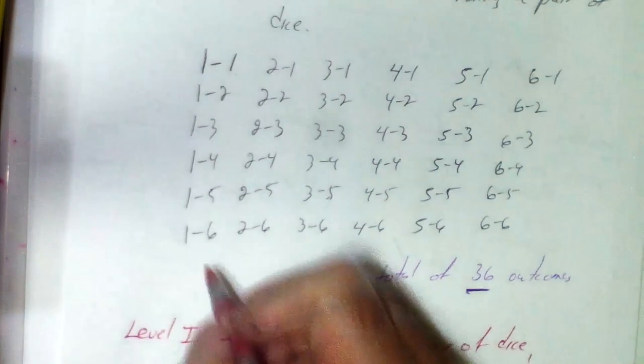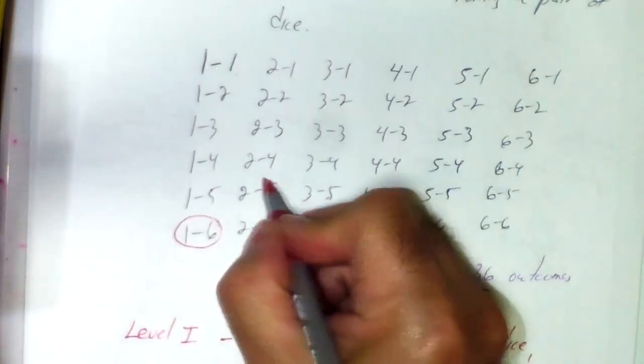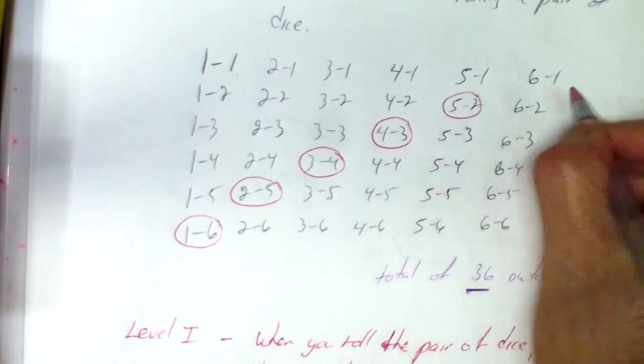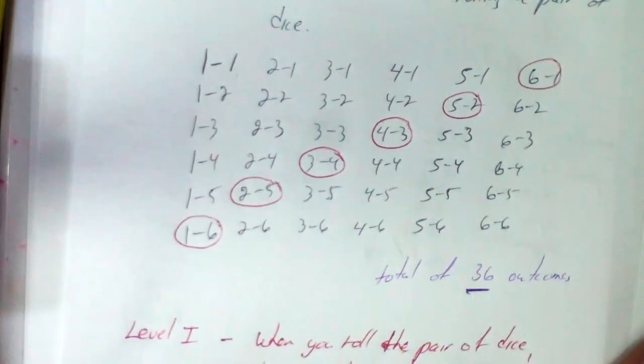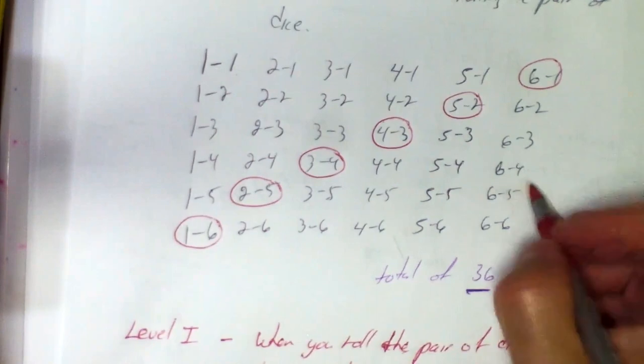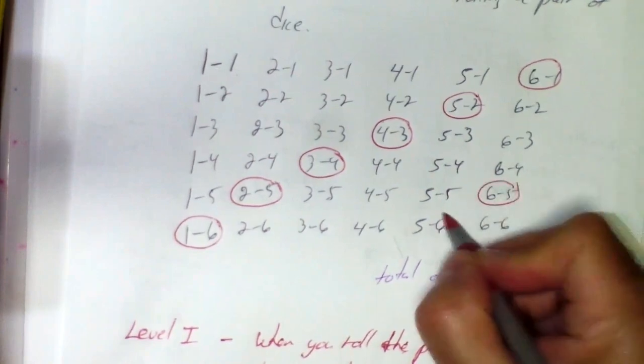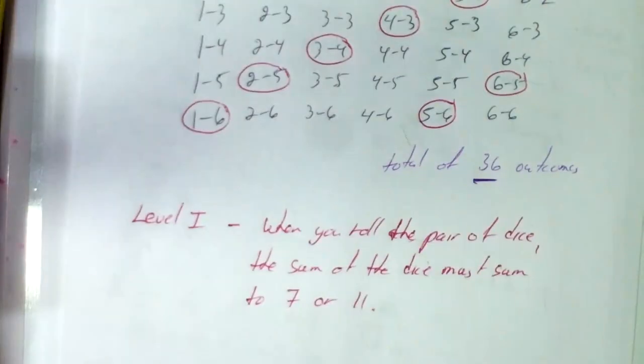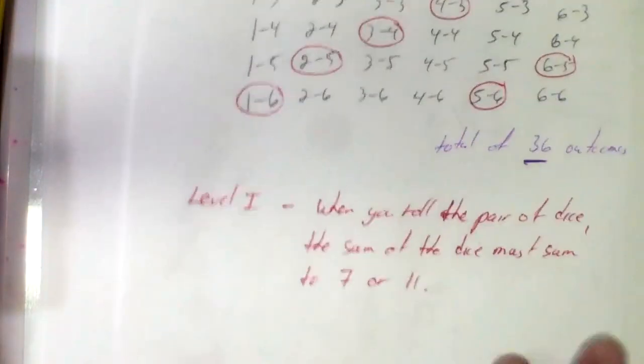So this one adds up to 7. 1 plus 6 is 7. 2 plus 5 is 7. 3 and 4, 7. 4 and 3. 5 and 2, 6 and 1. And then now I've got to get the 11s. 6 and 5, 5 and 6. So what's the probability of me winning?